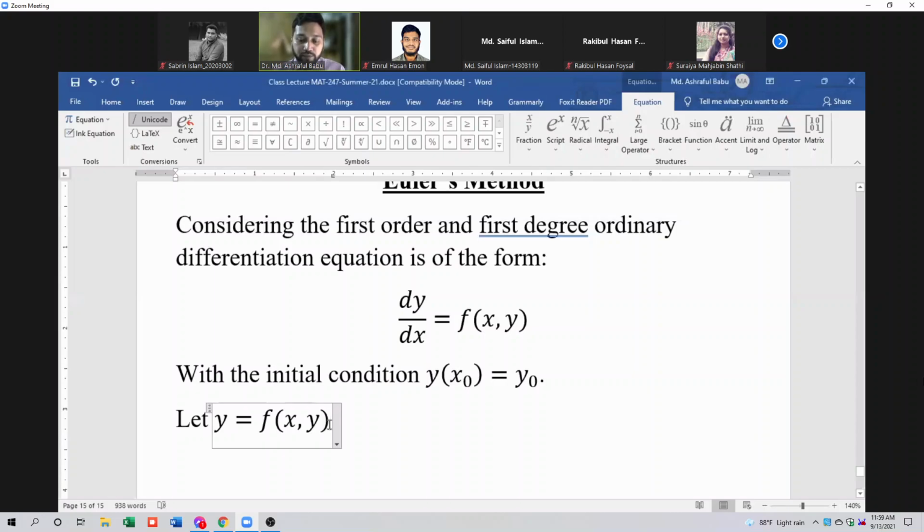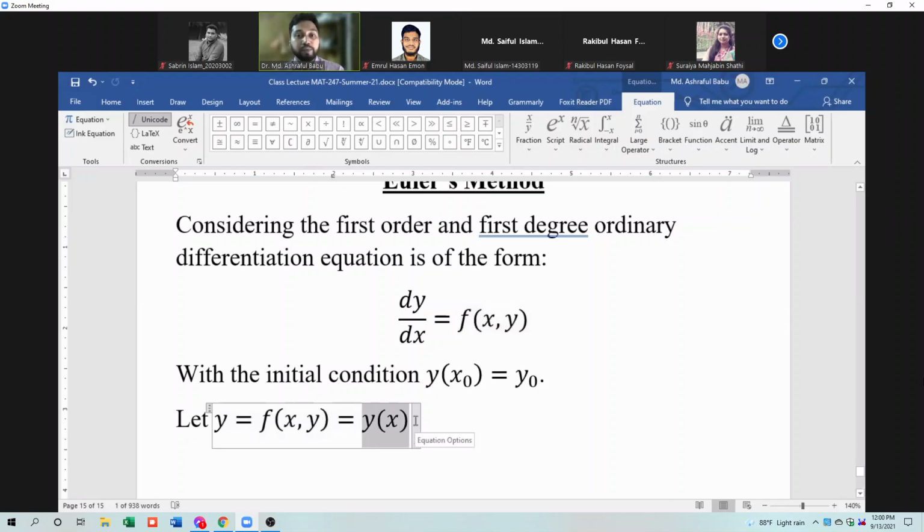Also, we can write this f of x like y equal to y of x. This is actually the same notation: y equal to f of x and y equal to y of x. So this is our main equation, Euler's method for the differential equation dy/dx equal to f of x, y. So this f of x, y we have to consider simply as y, like f of x, and also we can consider y of x only.